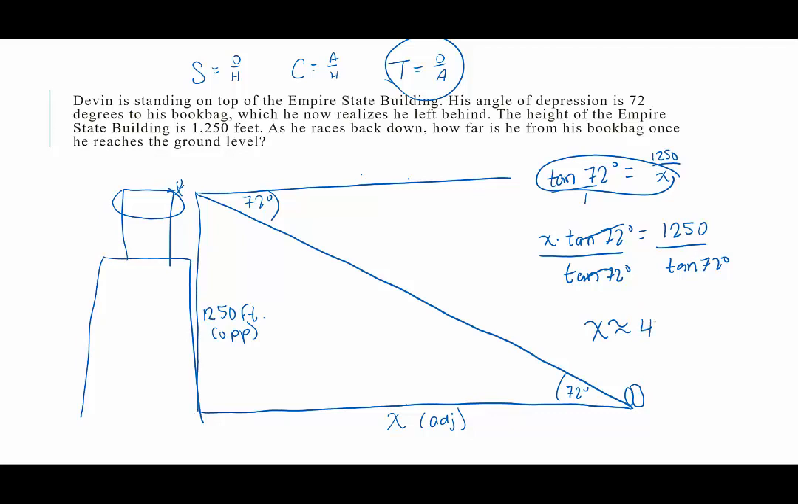And in our calculator, when we divide 1,250 by tangent of 72 degrees, it doesn't say where to round, so we're going to just say 406 feet. He had to run 406 feet to be reunited with his backpack. These have been examples of applications of right triangle trigonometry. Thank you for stopping by.